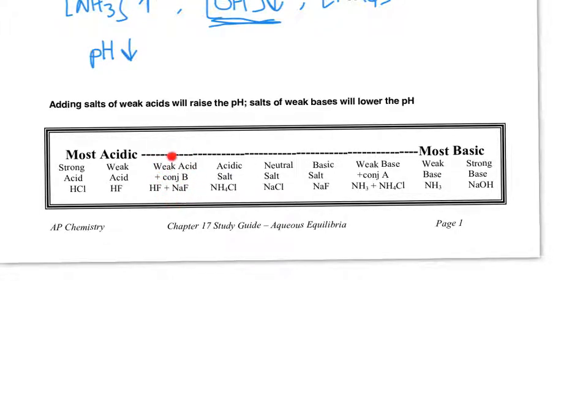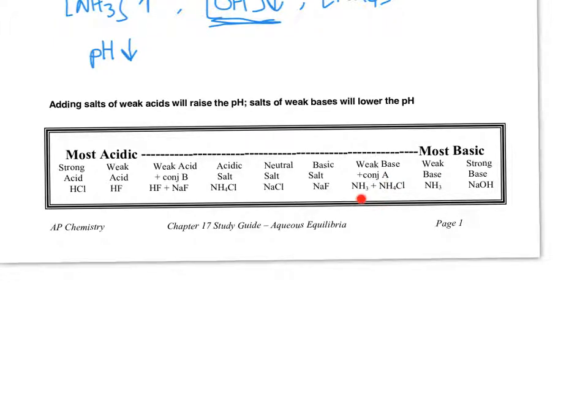So if you have a weak acid and its conjugate base or a weak acid and its salt, that would be a little bit less acidic than if you had just the weak acid by itself, because remember, it drives it to the left, making it a little bit less acidic. Then you'd have the salts, so you'd have the acidic salt, then the neutral salt, and then the basic salt. And then on the basic side, the most basic would be the strong bases, followed by weak bases, followed by weak bases with their salts, or weak bases with their conjugate acids. That means the same thing.